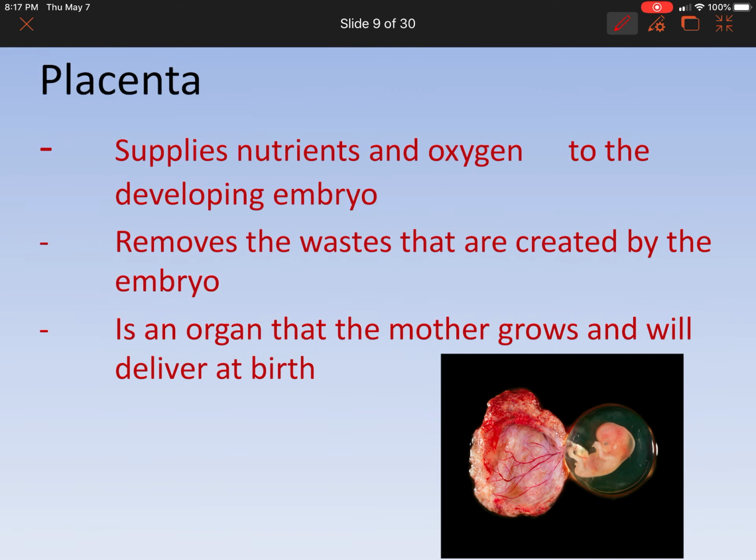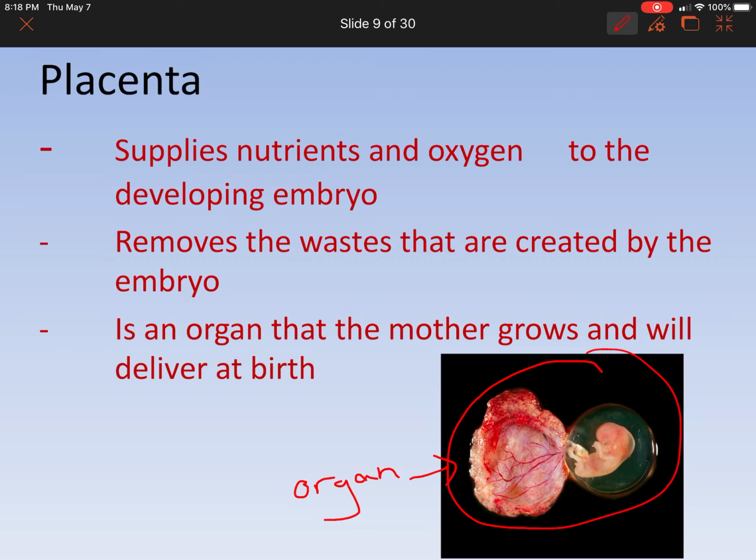Okay, placenta. I like this diagram, this picture of the placenta here. So this is the placenta. The placenta is actually an organ. When someone is pregnant, they actually grow an organ, the placenta, and the placenta will get delivered at the birth too. People kind of never talk about that. The baby is delivered, and then the placenta is delivered after that.